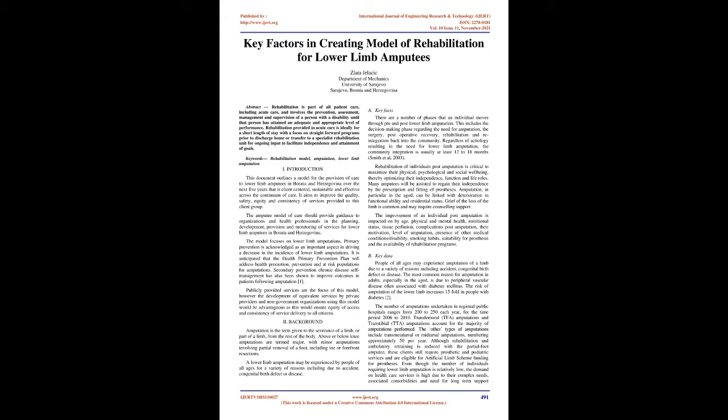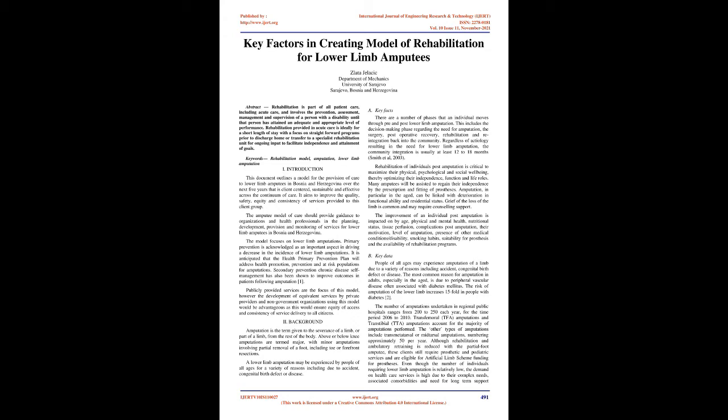Amputation is the term given to the severance of a limb, or part of a limb, from the rest of the body. Above or below knee amputations are termed major, with minor amputations involving partial removal of a foot, including toe or forefoot resections. A lower limb amputation may be experienced by people of all ages for a variety of reasons, including due to accident, congenital birth defect, or disease.